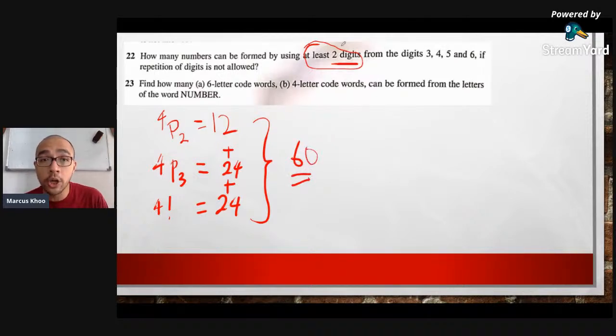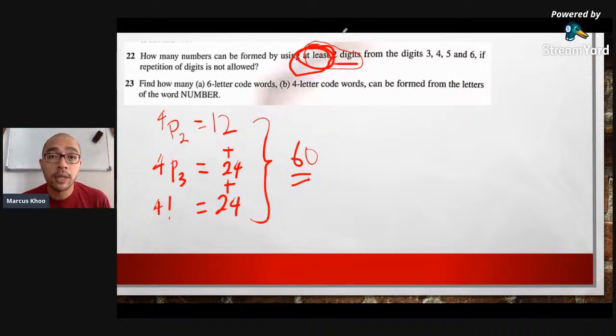This is also a common method. So whenever you see the words at least or at most, please think about it for a second. What does at least mean? At least means I can have 2-digit numbers, I can have 3-digit numbers, I can have 4-digit numbers. Can I have 5-digit numbers? You can't, because there are only 4 digits for you to choose from. So the maximum you can go is only 4. Kenapa saya tidak pilih 1 digit? Because they want at least 2 digits. So that's why we don't choose 1 digit.